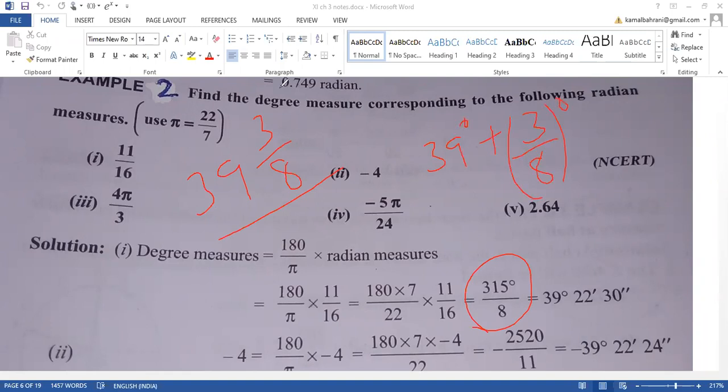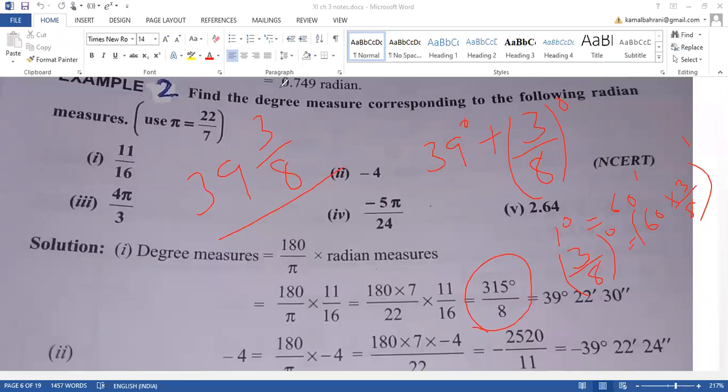Now you have to convert this 3 by 8 degree into minutes and seconds. Now how can we convert that? Just see, 3 by 8 degree. 1 degree is equal to what? 60 minutes. Clear? So 3 by 8 degree will be equal to 60 into 3 by 8 minutes. Now if you divide 60 into 3 by 8, you will get 45 by 2.